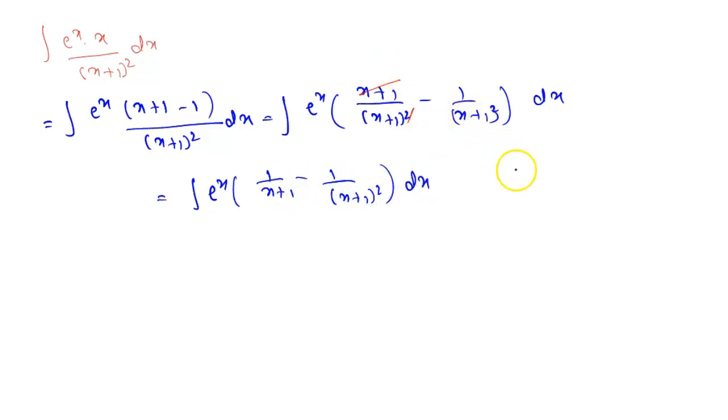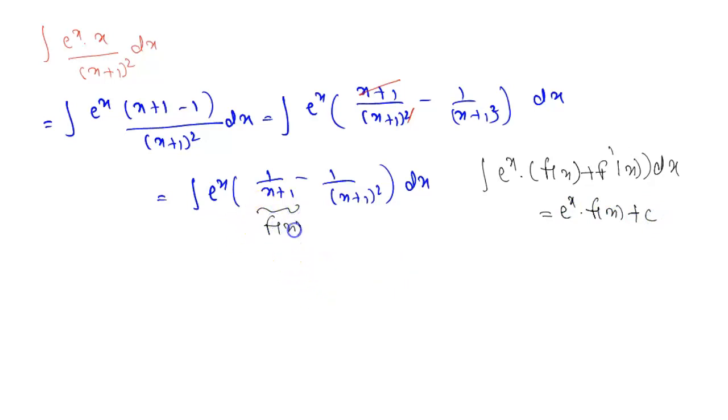Here the formula is integral e power x into [f of x plus f dash of x] dx is equal to e power x into f of x plus c. So take this function as f of x, and this function goes to f dash of x. Here the derivation of 1 by x is minus 1 by x square concept, right? So this is equal to e power x into f of x, where f of x value is 1 by (x plus 1), plus c. This is the answer for this question, right?